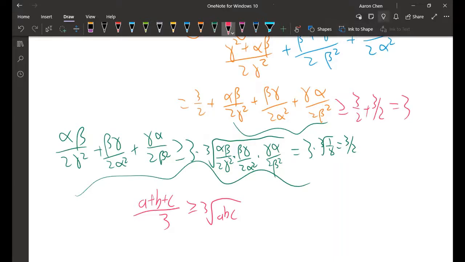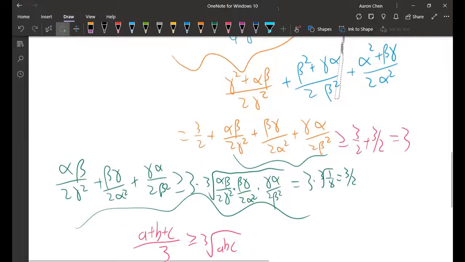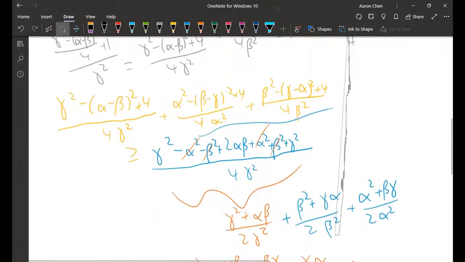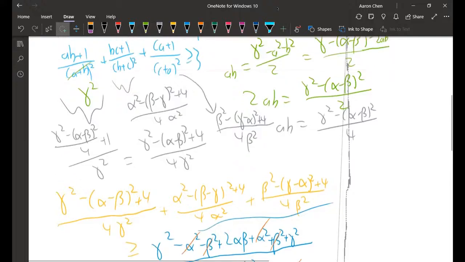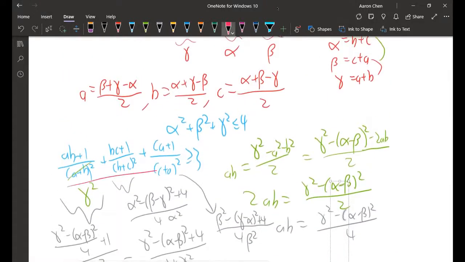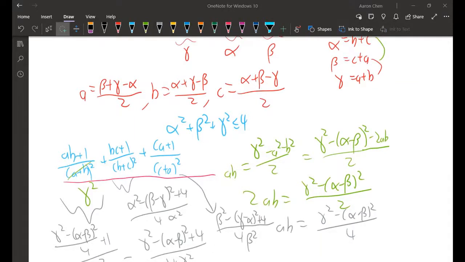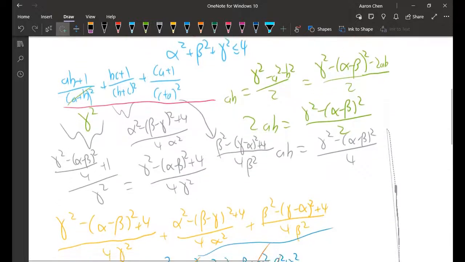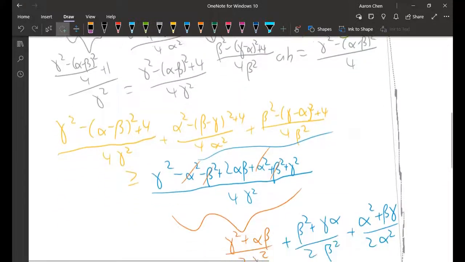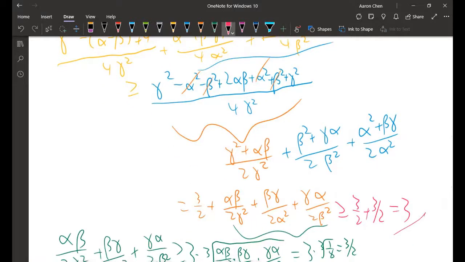And so if you remember, the original problem simply wanted us to show that this was at least 3. And so we've just shown that it's at least 3 halves plus 3 halves, or 3 down here. So that proves that the inequality is true.